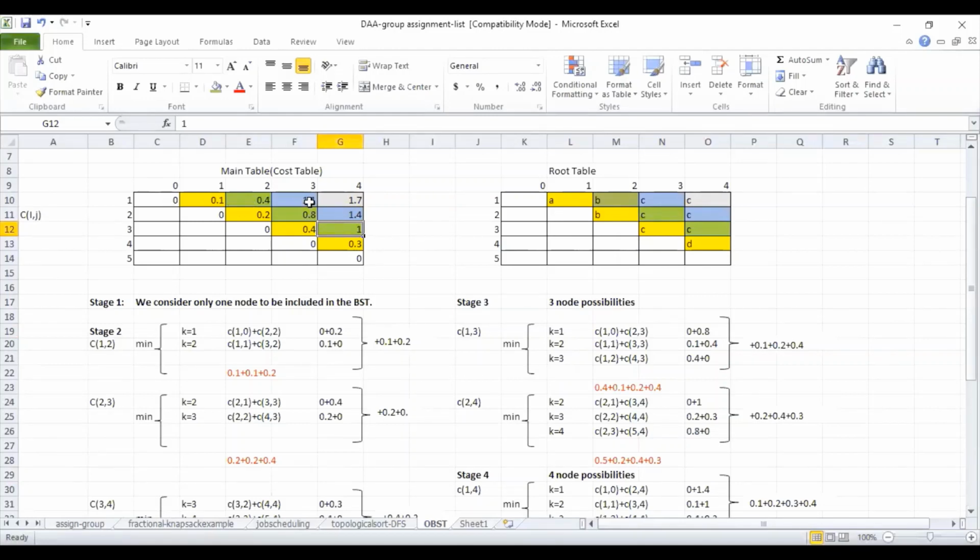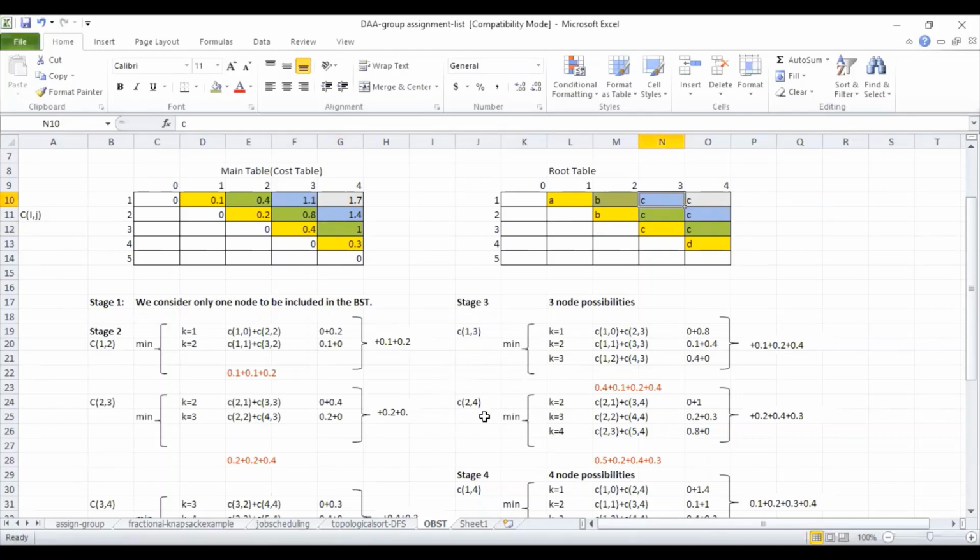Please remember, we have to make a corresponding entry in the root table, and let's see the root node possibilities here. 1, 2, 3. Which among them is the minimal one? K is equal to 3, which means again the third key, which is C, has the possibility of generating the optimal binary search tree. So we have entered a C here. Okay. Similarly, consider the case 2, 4.